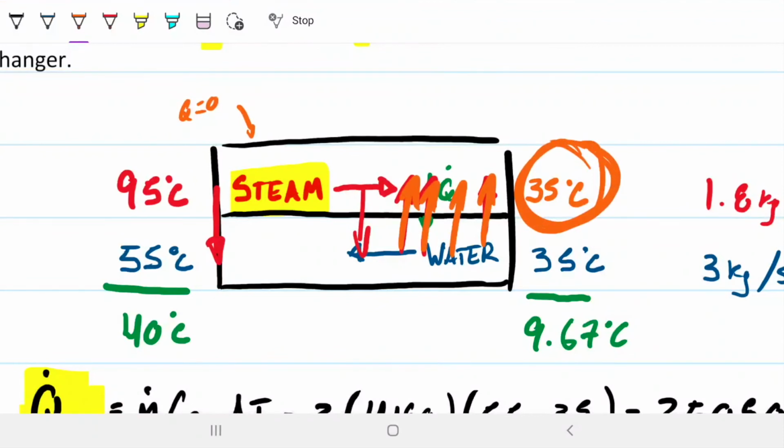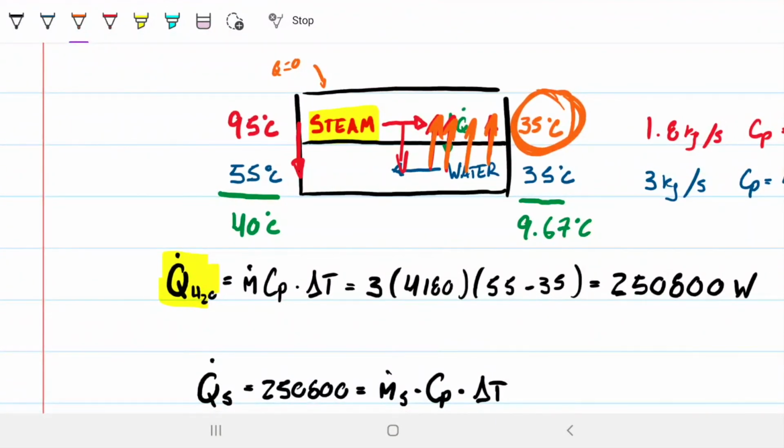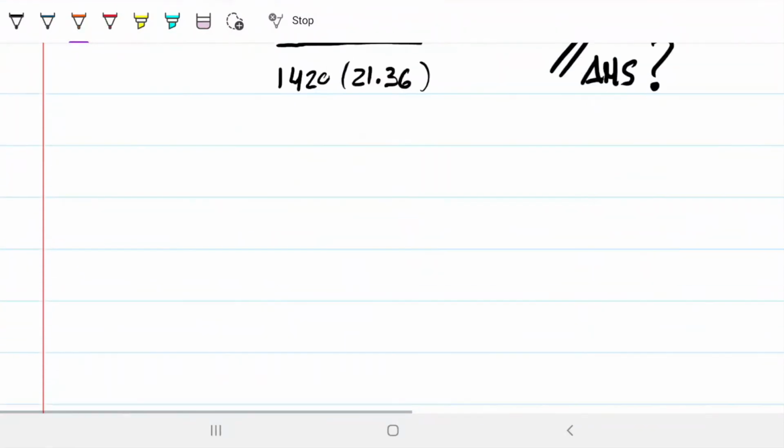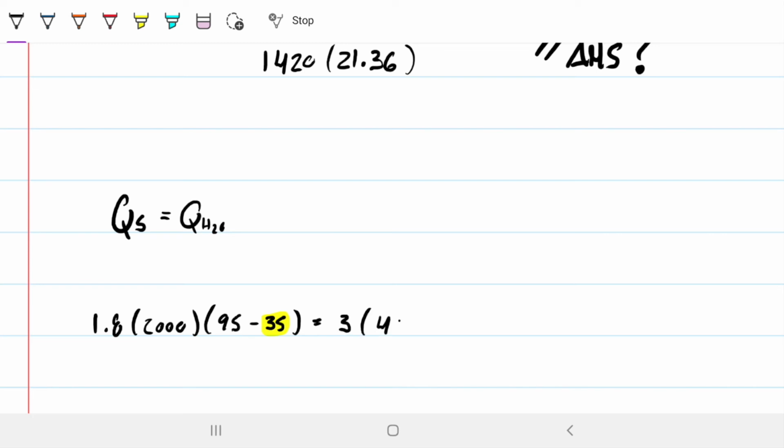Okay, so we know the theoretical maximum it can leave is 35. So that means that our mass would be something like this. The energy the steam is giving as it's losing temperature equals the energy the water is absorbing. So steam has 1.8 kilograms per second at 2000 heat capacity, and it's going from 95 down all the way to the 35 that we said was the maximum theoretical, right? And then on this side here, we have water coming at 3 kilograms per second and 4180 specific heat.